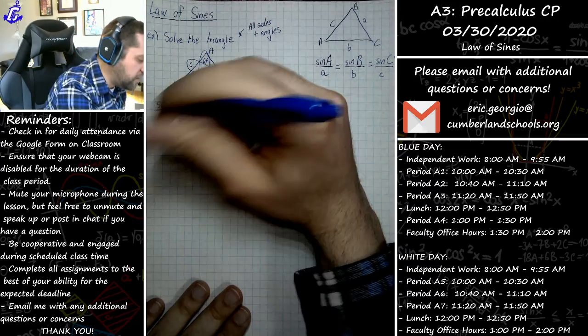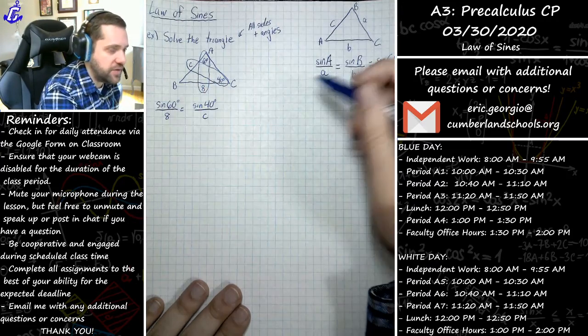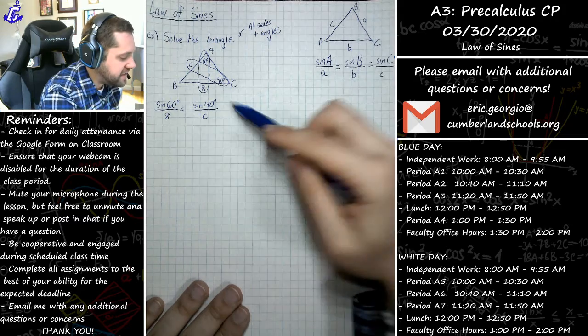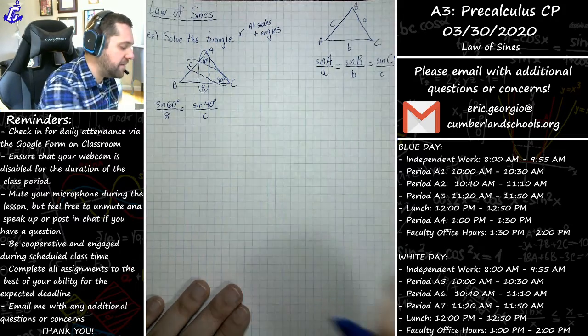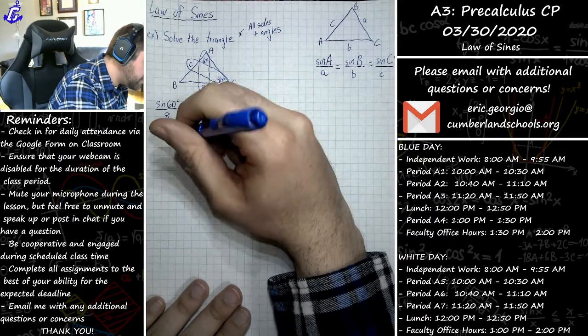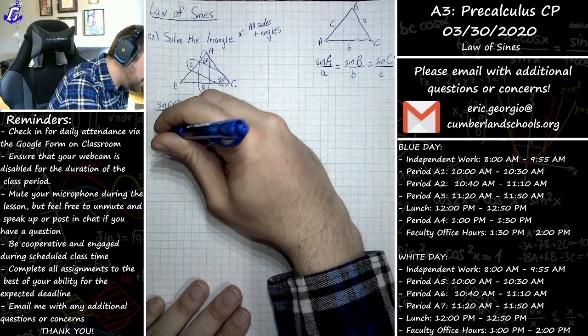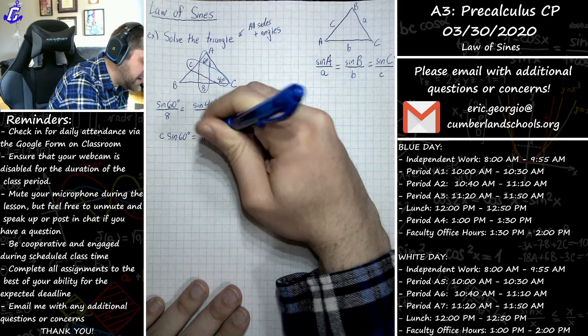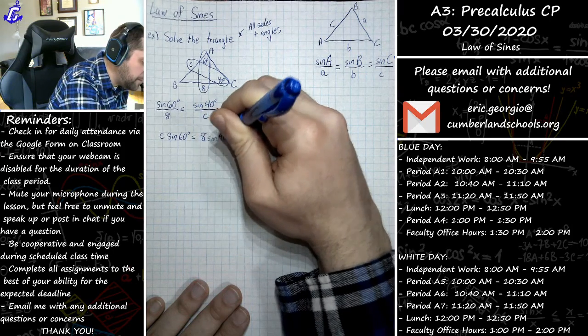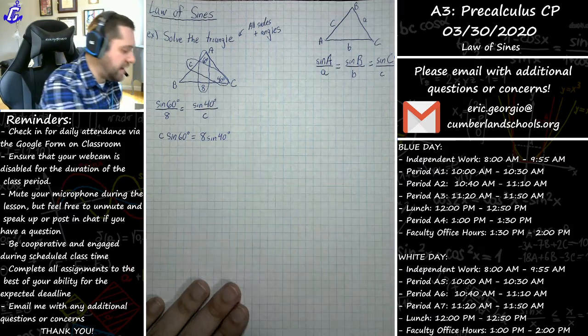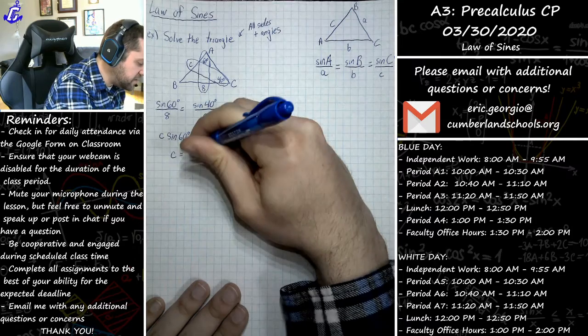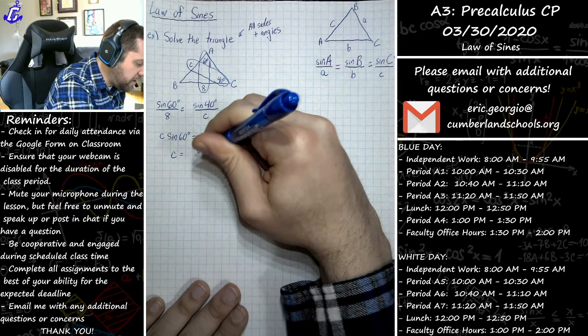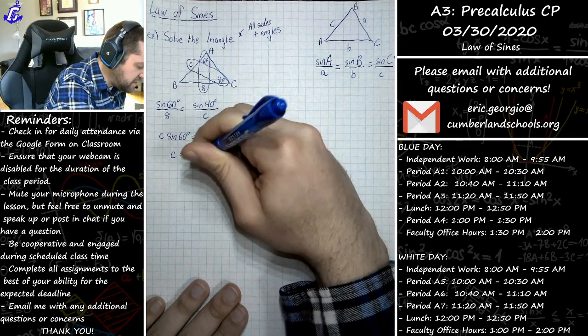All right. In order to solve this, I would essentially cross multiply both sides by C, and multiply both sides by 8. You would get that C times the sine of 60 degrees is equal to 8 times the sine of 40 degrees. You could now divide both sides by the sine of 60 degrees to get that C is equal to 8 sine 40 over sine 60.